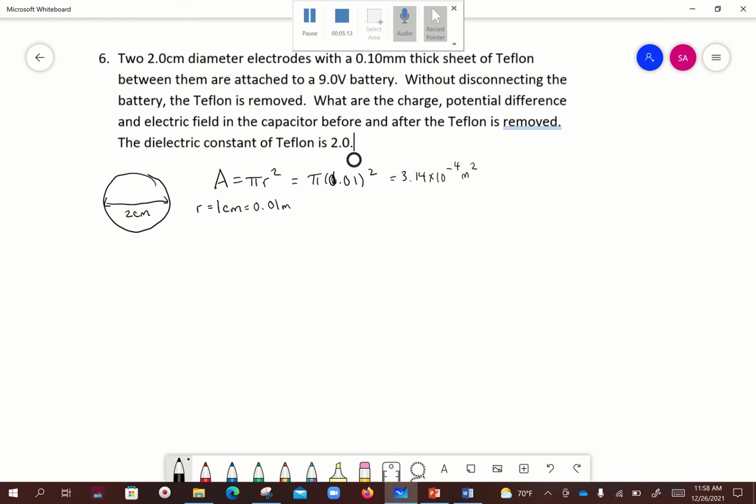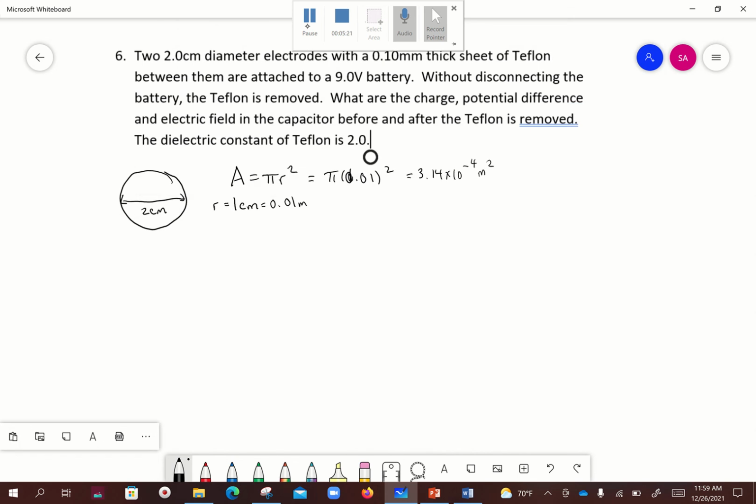What's the plate separation? We're told that they have a 0.1 millimeter thick sheet of Teflon in between them. So the d is just going to be equal to the thickness of the Teflon, 0.1 millimeter, or 1.0 times 10 to the minus 4 meters. Okay, so I've got area.